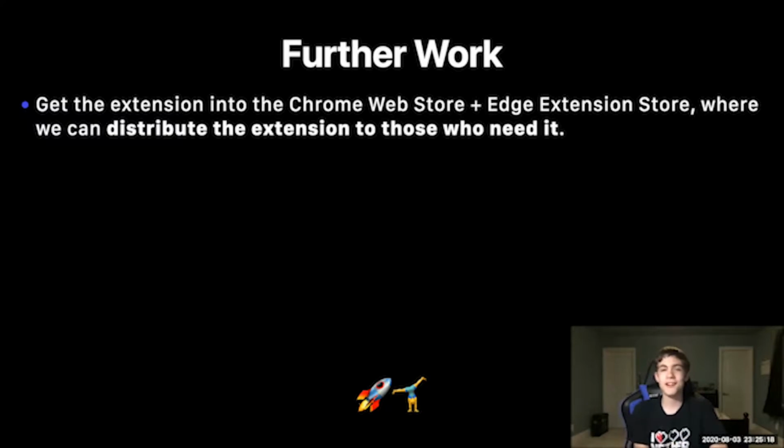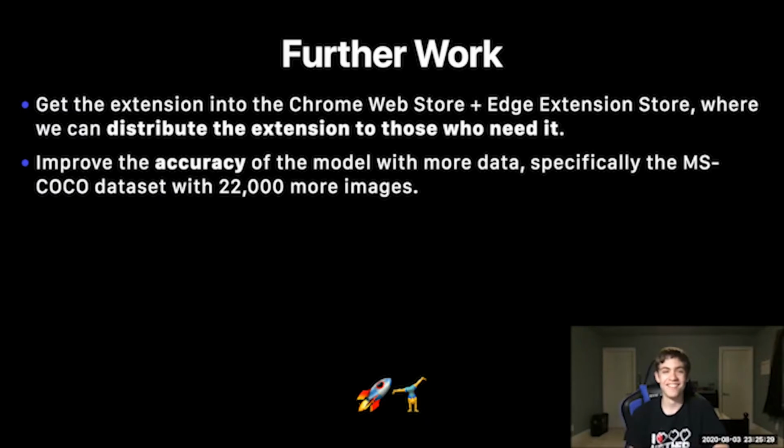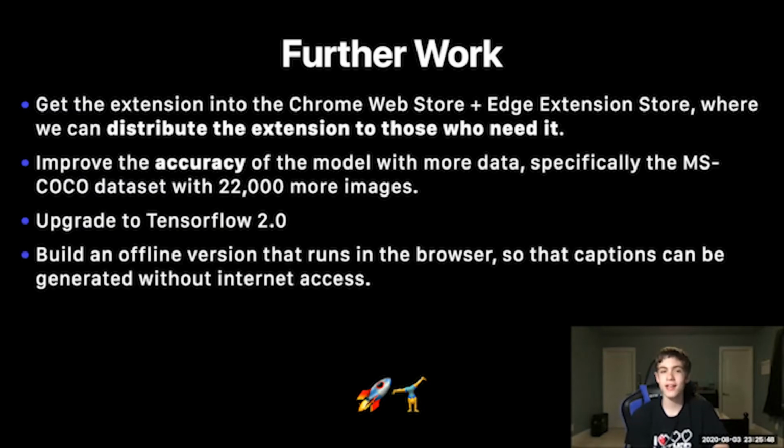Here's what we want to do in the future for AltML. In the future, we really want to get this extension into the Chrome Web Store and the Edge extension store, because we really want to distribute this extension to the people who need it, and I think it'd be really awesome. We also want to improve the accuracy of our model with more data, specifically the MS COCO dataset with 22,000 more images. We feel like this can make our machine learning model captions a lot higher quality. And we also want to upgrade the model to TensorFlow 2.0 and build an offline version that runs in the browser so the captions can be generated when there's no Wi-Fi.